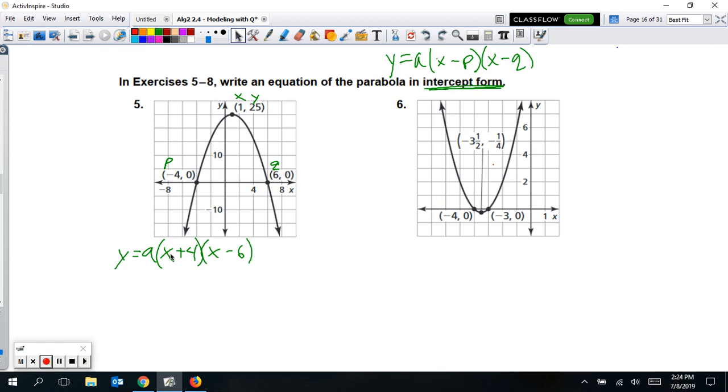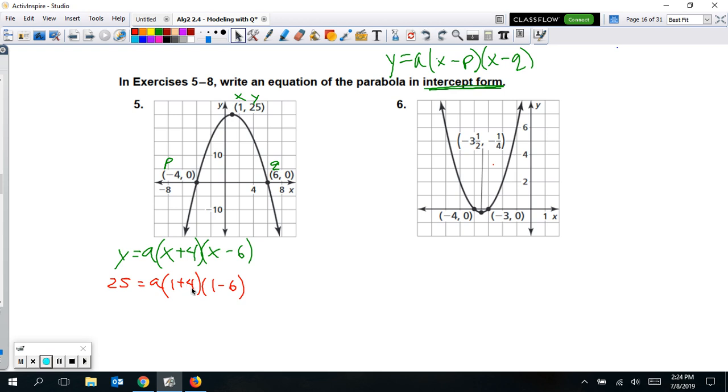So remember, these are always going to go in as their opposites. And then we want to plug in our 1 and our 25 for the x and the y. So it starts off with 25 equals the a, and then in the first parenthesis, it's going to be 1 plus 4. In the second parenthesis, 1 minus 6.